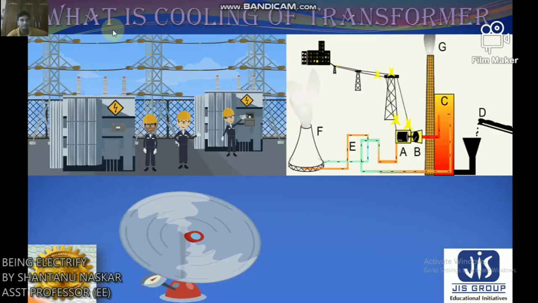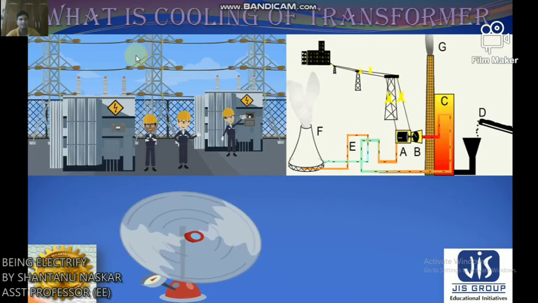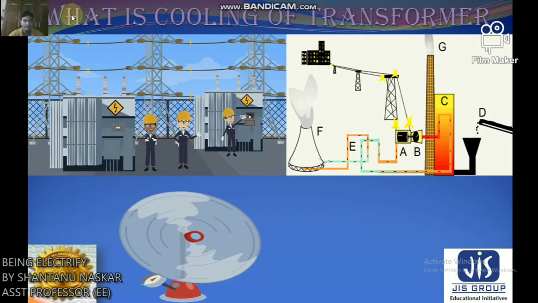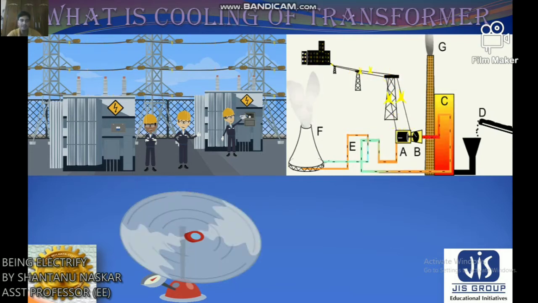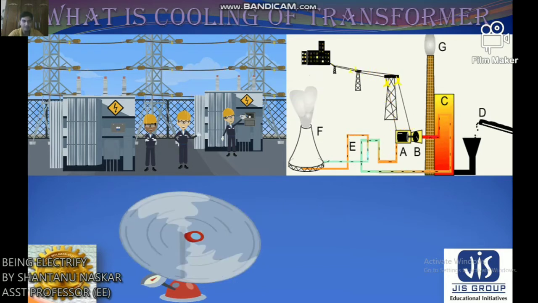So let's start. First of all, what is cooling of transformer? Cooling of transformer is the process by which heat generated in the transformer is dissipated or treated to a safe value. This is achieved by various cooling methods of transformer available. The major factor for the generation of heat in the transformer is the various losses like hysteresis and eddy current, which are based on iron loss, or we can say core loss, and copper loss.